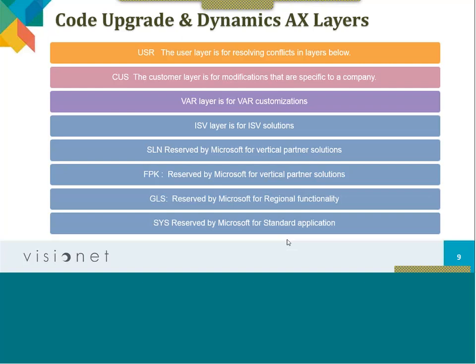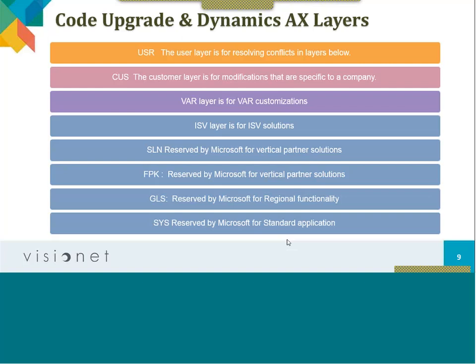The custom layer is basically all the customizations that are done for a specific customer's needs. And it's a best practice for any partner to have all the customer code on that layer, which makes it very manageable. And the VAR layer is for all the value-added reseller code that was provided to you. Same with the ISV. If you go down, there's the vertical solution.